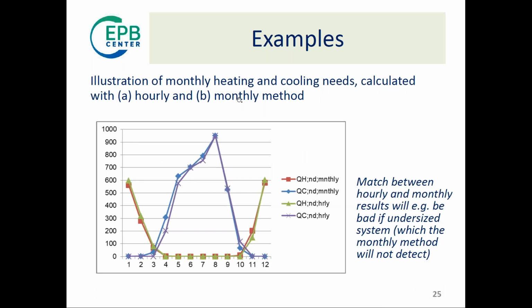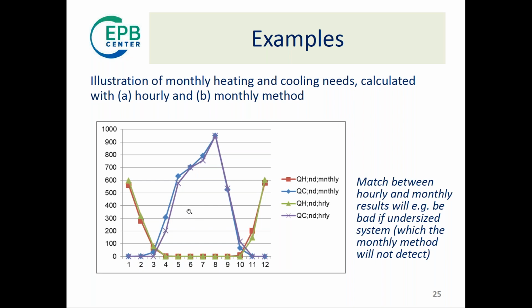And another example is to show the monthly heating and cooling needs. Here the heating needs and the cooling needs for some specific case. And you see here very nicely the results from the monthly calculation method and the hourly calculation method together. They look quite nicely, they fit quite nicely, although if you look more in detail here, you would see that the monthly calculation is 50% higher than the hourly calculation.